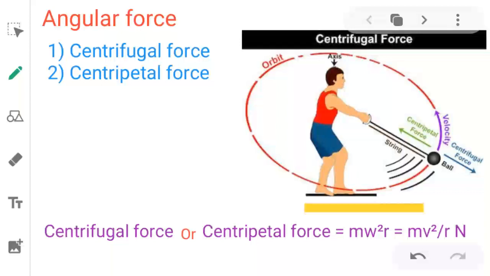Hello students, we know that in the chapter on force, the formula for calculating force is F equals m into a. M is the mass, a is the acceleration. So acceleration is calculated using the formula v by t, that is velocity by t. There are two types of velocities: one is linear velocity and the other is angular velocity.